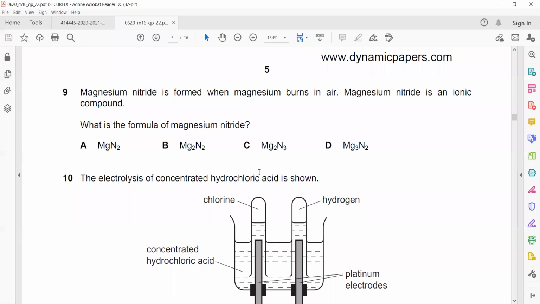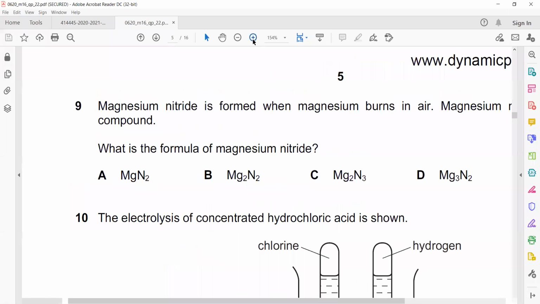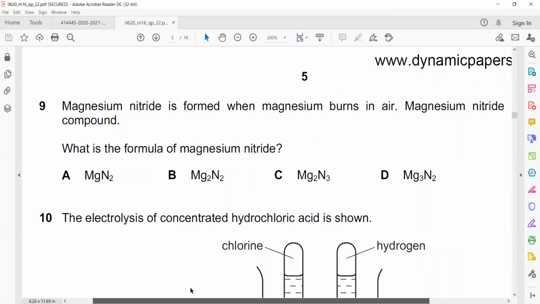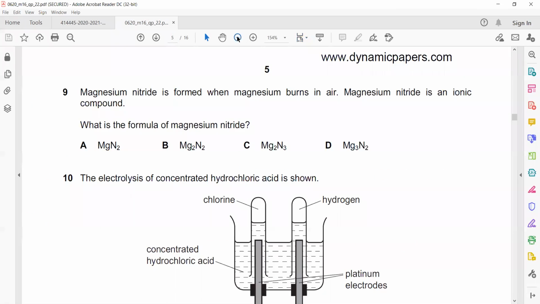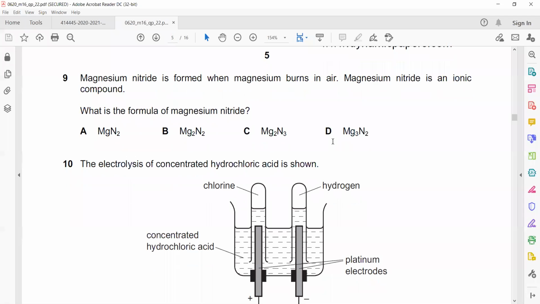Magnesium nitride is formed when magnesium burns in air. Magnesium nitride is an ionic compound. What is the formula of magnesium nitride? Question 9. Keep in mind the concept of valencies. Formula of magnesium nitride.